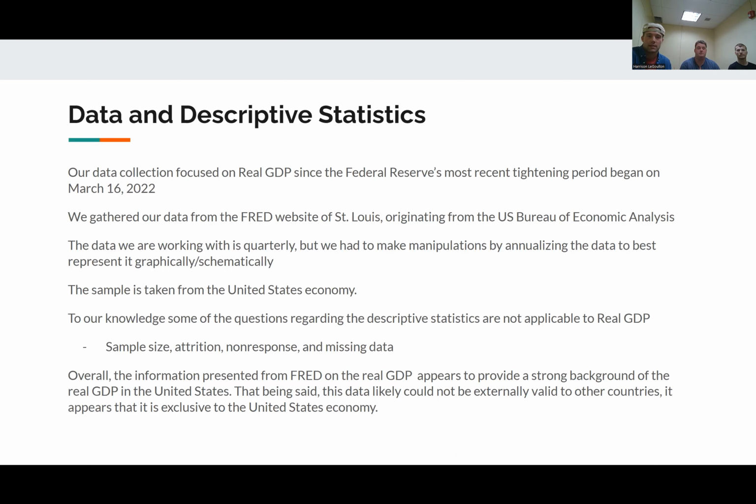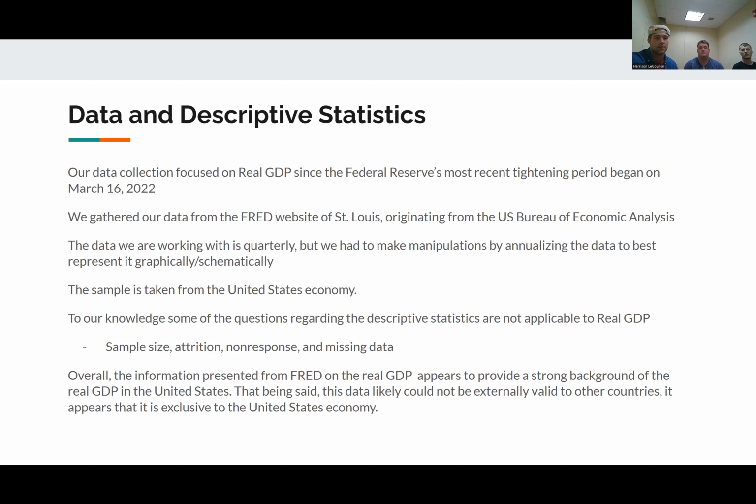Data and descriptive statistics, just a quick rundown. Our data collection focused on real GDP since the Federal Reserve's most recent tightening period began March 16th, 2022. We gathered our data from the FRED website of St. Louis, originating from the U.S. Bureau of Economic Analysis. The data is quarterly, but we had to make a couple of manipulations when creating graphs, by annualizing the data to best represent the graph.